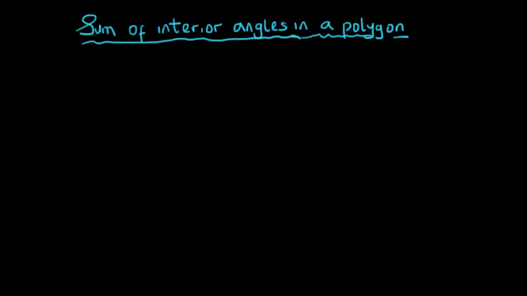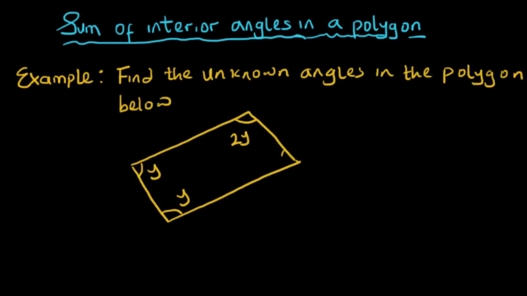In this video, we are going to be looking at sum of interior angles in a polygon. Now remember, in the last video, we learned about how to find unknowns in a triangle. I think the best way to explain what we are going to be doing in this video is to take an example. So let's take an example. Find the unknown angles in the polygon below.